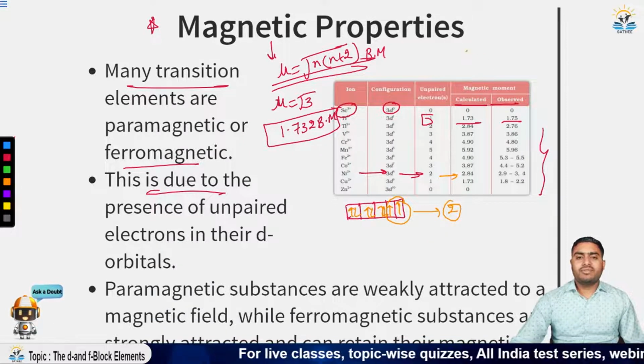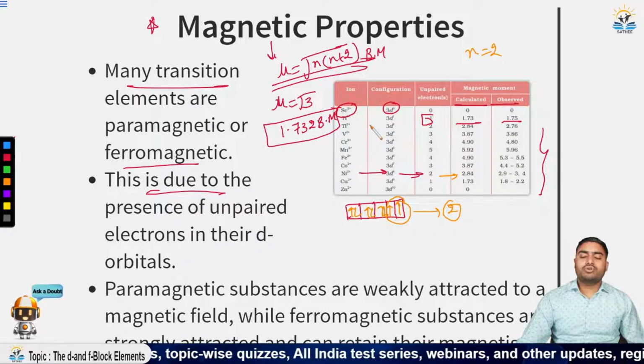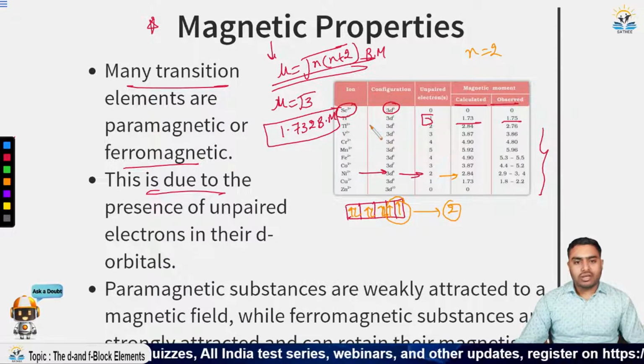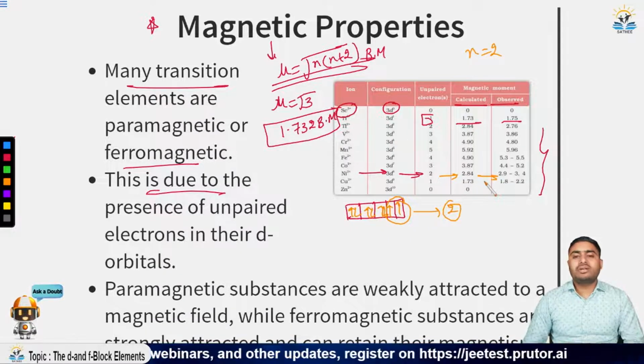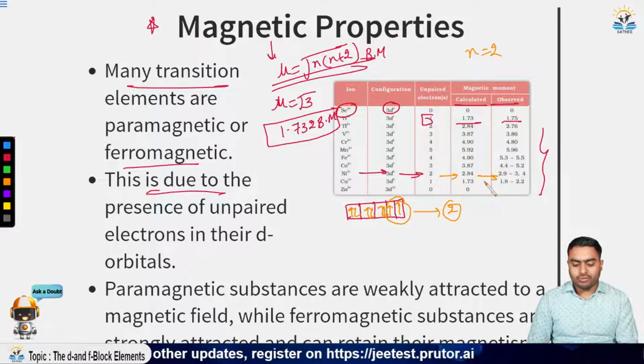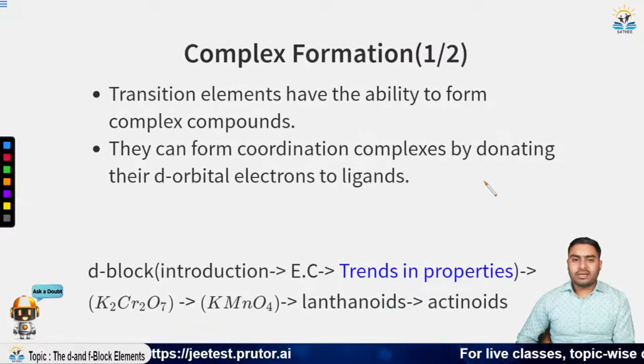If you use this formula where n value is 2, you can put 2 plus 2, 4, to the 8, so it comes out to be under root 8. You can calculate the under root 8 value, you will get 2.84 calculated, and the range of observed magnetic moment will be 2.9 to 3.4, right? That's the very interesting part. This is all about the magnetic properties.